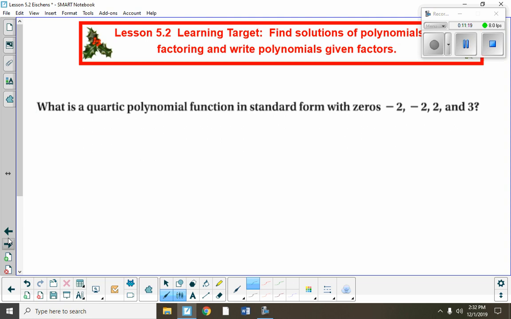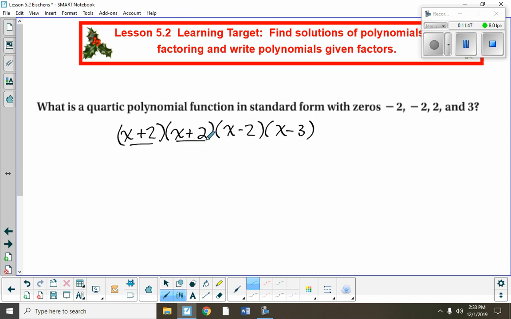And it says, what is a quartic polynomial function in standard form with the zeros negative 2, negative 2, 2, and 3? So the first, if x equals negative 2, one of the factors would be x plus 2. The next one would be x plus 2. Then we have x minus 2 and x minus 3. And we're going to multiply this all together. We're just going to take a couple at a time here.